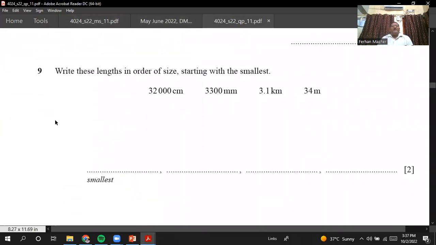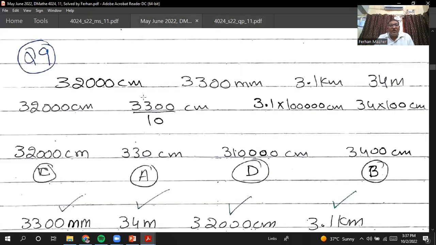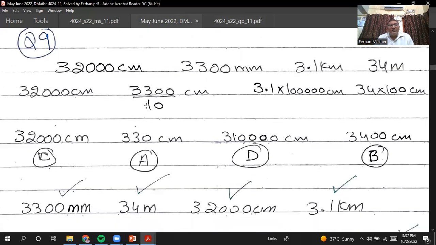Okay, the next question. Write these lengths in order of size, starting with the smallest. So 32,000 centimeter, 3,300 millimeter, 3.1 kilometer, 34 meter. If you want to compare them, they should all be represented in the same unit. Then you can easily compare them and decide which one is smaller, which one is larger.